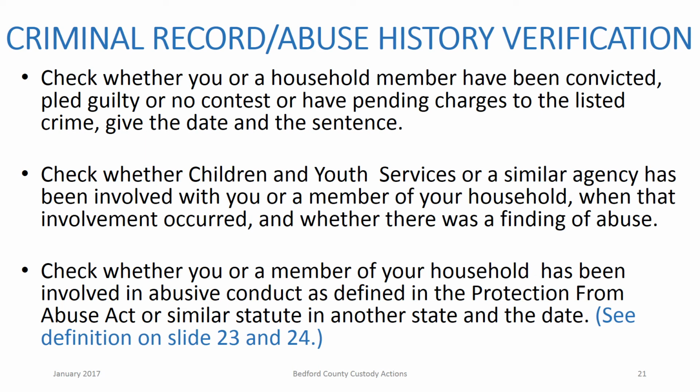On page 4, you will check whether Children and Youth Services or a similar agency has been involved with you or a member of your household. You will state when that involvement occurred and what happened. Was there a finding of abuse? Was it unfounded? And you will also check whether you or a member of your household has been involved in abusive conduct as defined in the Protection from Abuse Act or a similar statute in another state, and give that date. We'll talk about those definitions in the PFA Act on slides 23 and 24.